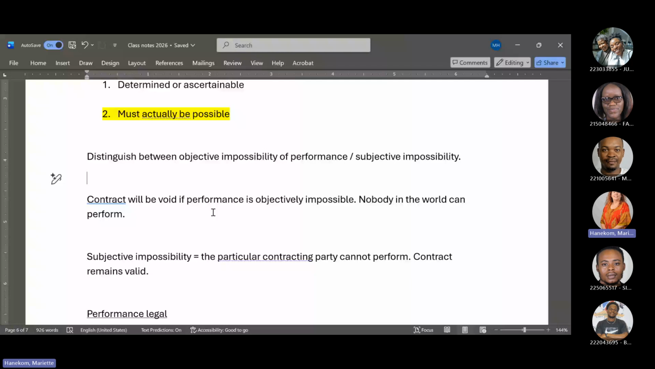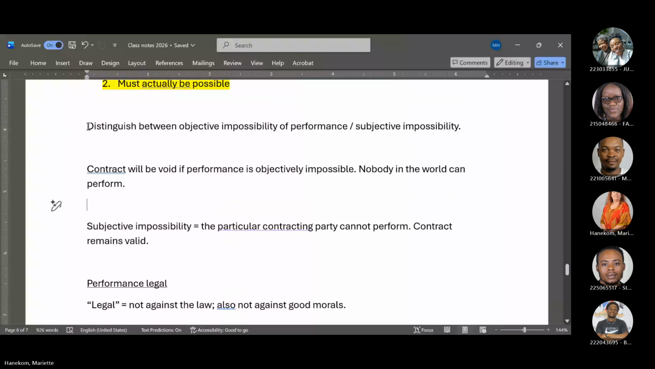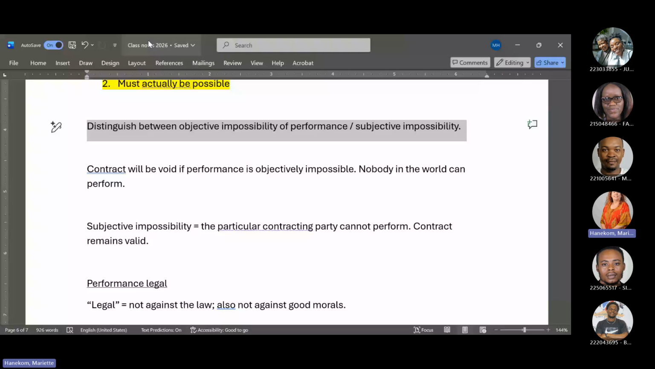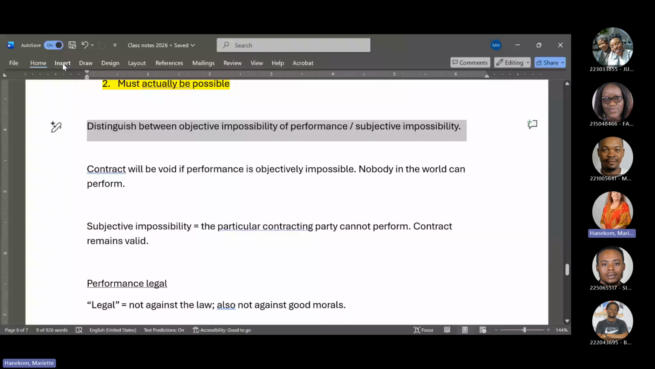We look at that in a further unit. But objective impossibility of performance, so you remember to distinguish between objective impossibility of performance and subjective impossibility of performance.